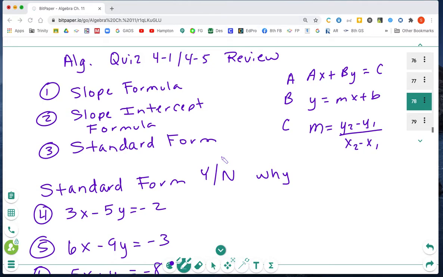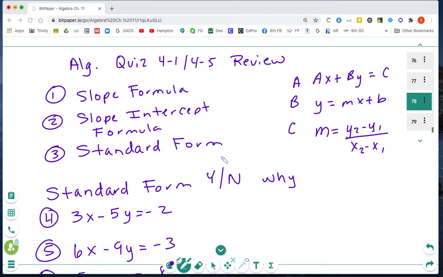For lessons 4.1 to 4.5, we're going to review the formulas that we're going to be using. Slope formula would be C: m equals y2 minus y1 over x2 minus x1. Slope-intercept formula is B, y equals mx plus b. Standard form is A, ax plus by equals c.